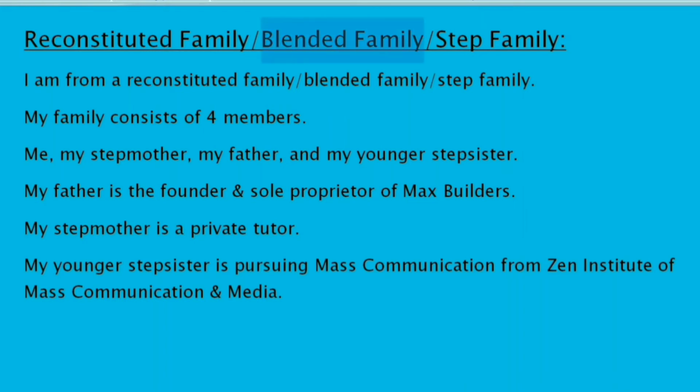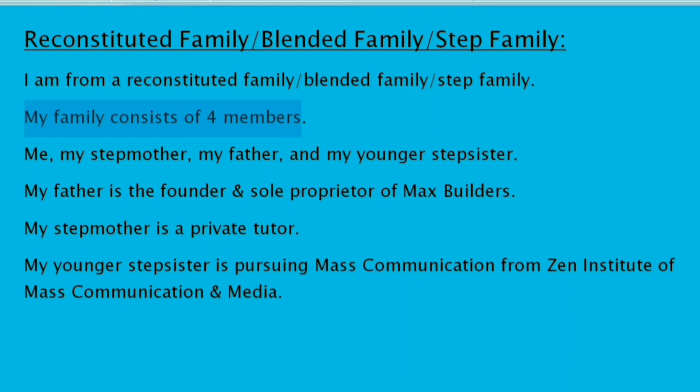As you see on your screen, you start by mentioning the nature of family. I am from a reconstituted family or a blended family, or you can use the term a step family. Then you state the number of members you have in your family at present, including your stepsister or stepmother, that my family consists of 4 members in this example. Then you mention who they are.